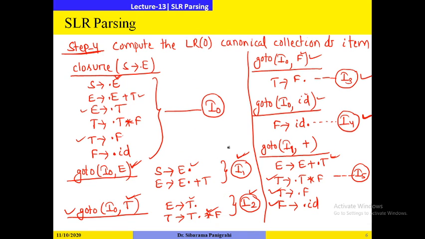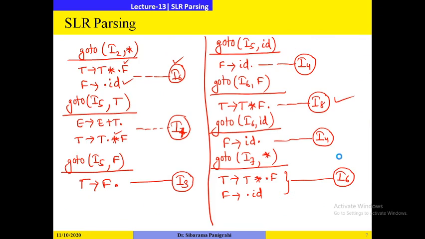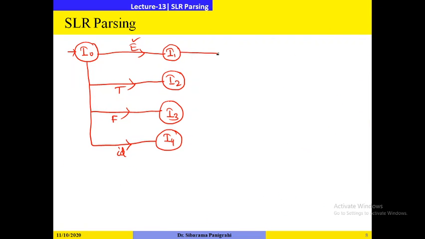So now you see, I0 is over. So now we will go through I1. Go to I1 comma plus, means I1 by taking plus as input. What is the next state? I5. So I1 by taking plus as input, the next state is I5.